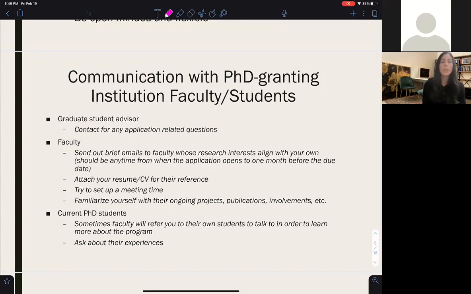If you already have sent in your applications, you are definitely still able to reach out to them after. It'd just be a little bit of a different email. Like you would want to tell them, I've already applied to the program and I'm interested in meeting with you because I'm interested in your research.